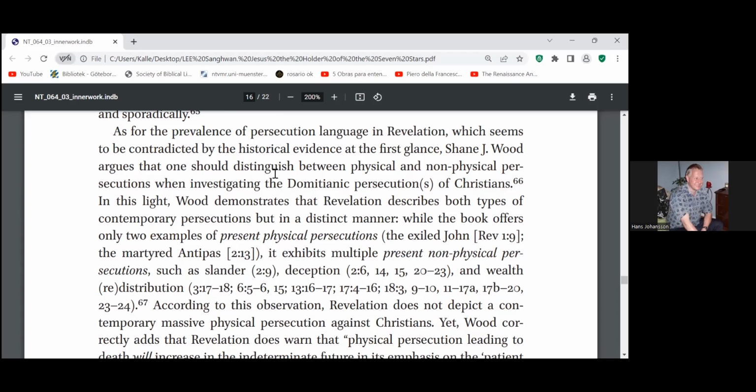As for the prevalence of persecution language in Revelation, which seems to be contradicted by the historical evidence at first glance, Shane J. Wood argues that one should distinguish between physical and non-physical persecutions when investigating the persecutions of Christians.